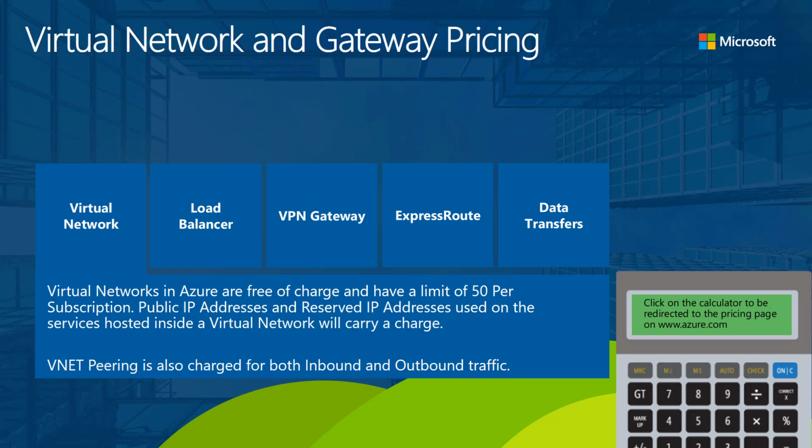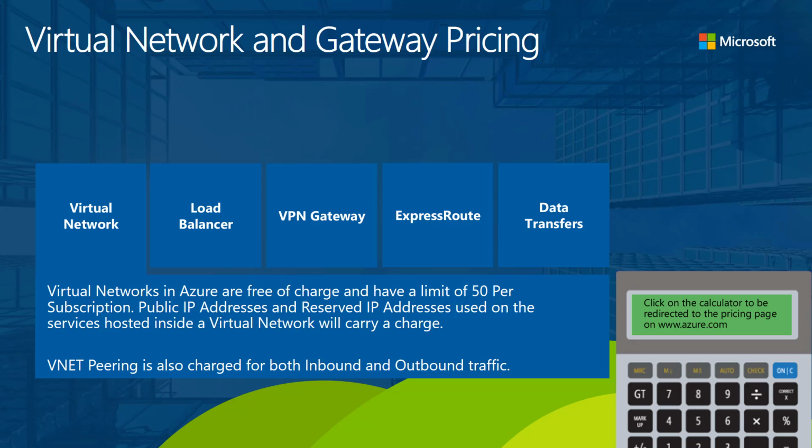So while we're waiting for our gateway to build, let's review some of the virtual network and gateway pricing. We'll begin with virtual networks. Now, virtual networks in Azure are free of charge. As we said before, every subscription is allowed to create up to 50 virtual networks across all regions. Use of public IP addresses and reserved IP addresses on services inside a virtual network do carry a nominal fee. A public IP address is charged at around £2 per month per address. In terms of reserved IP addresses, the first 5 reserved IP addresses are free. Any additional ones will again be charged at around £2 per month.